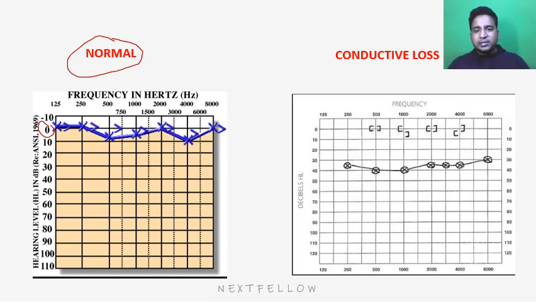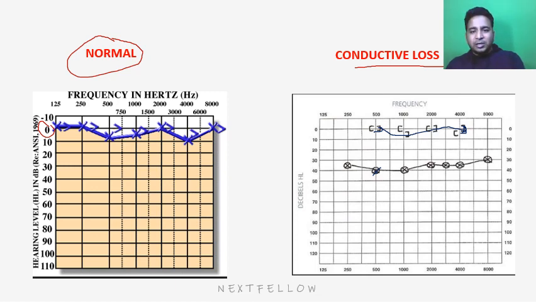Now look at this conductive hearing loss audiogram. As you can see, this arrow is for the left, pointing towards the left side of the patient, and this cross is for the left ear. The cross and round are imposed over each other. In this patient, the upper line shows the bone conduction and the lower line shows the air conduction.